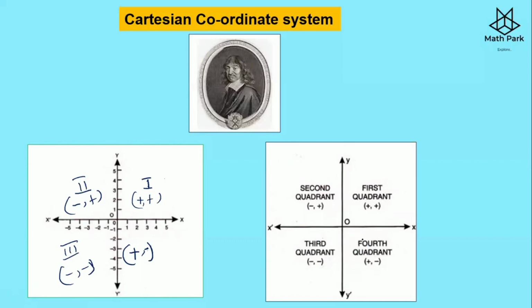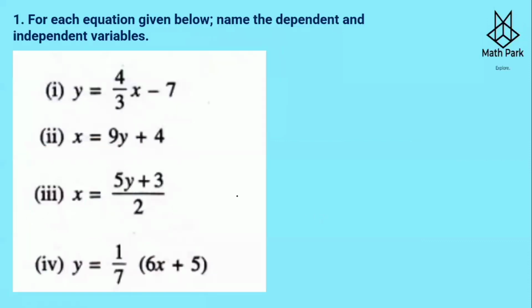Now let us start solving the exercise. While solving, I'll explain the concepts as they come up. For each equation given below, name the dependent and independent variable. So let's understand what dependent and independent variables are. y = 4/3 x − 7.